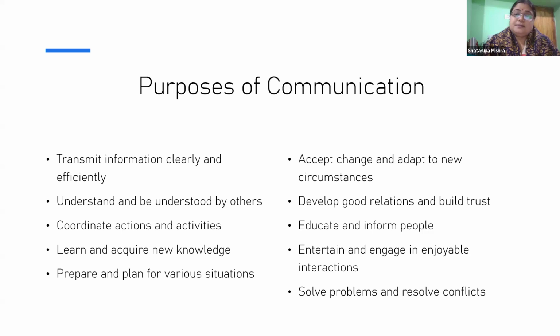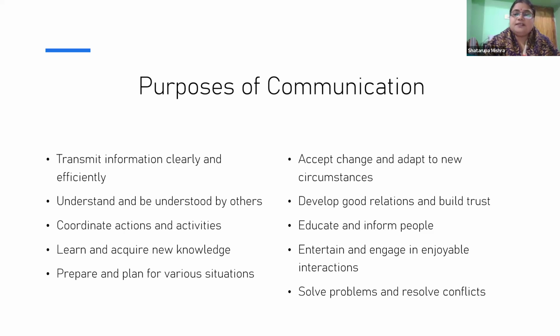Then there must be purposes of communication. Why do we communicate? Okay, so let us go through them quickly. One, transmit information clearly and efficiently. So you want to exchange information and you want to do that clearly. Then you want to understand what others say and you want others to understand what you say. Then if you are part of a team, it is important to coordinate actions and activities through proper communication. Then if you are in a classroom, let us say, you want to ask your teacher doubts, that is a kind of communication.